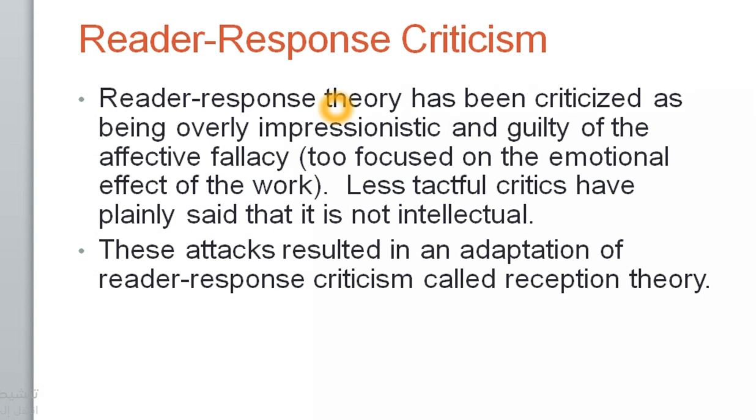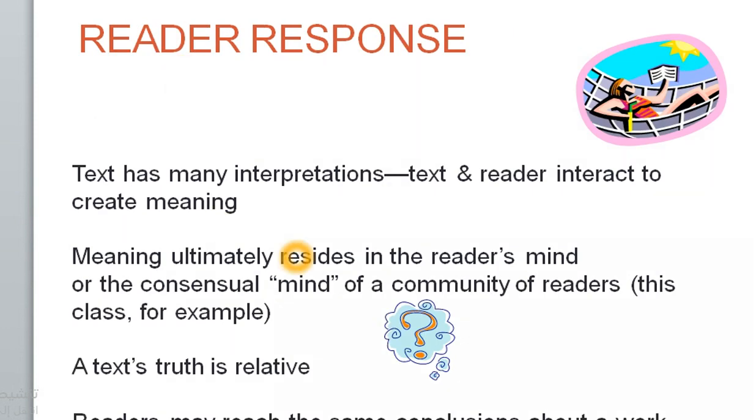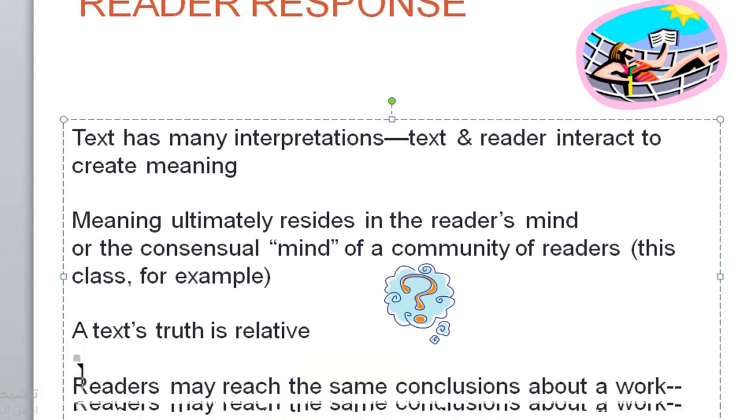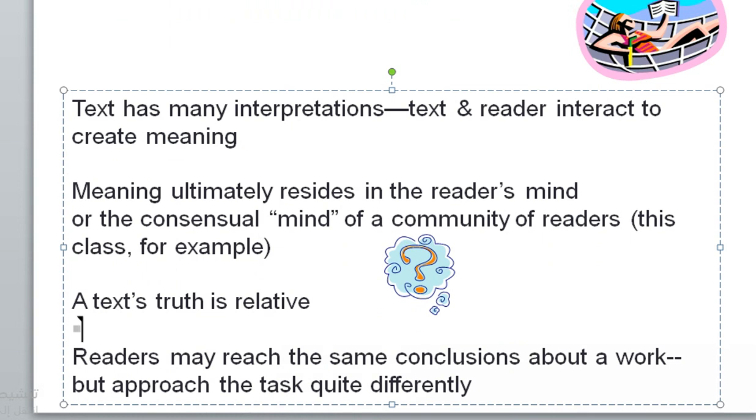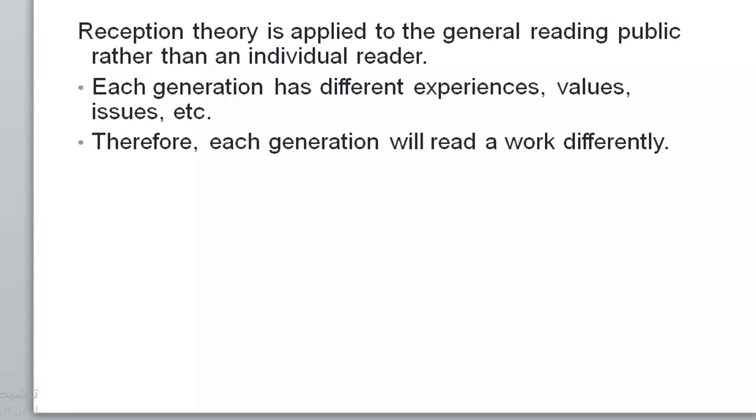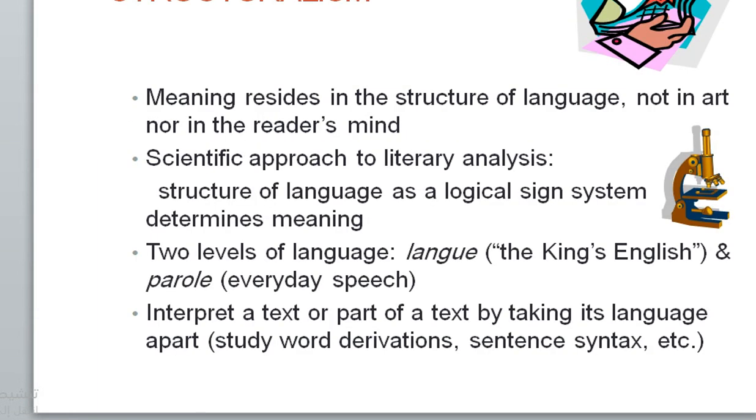life. Reader response also can be about what? About impressionistic. What's your impression? Fine. Reader response also has interpretation. Text and reader interact to create meaning, and also a text's truth is relative. It should be about the truth. That's the point. Here, readers may reach the same conclusion about a work, but approach the task quite differently. So at the end, most readers can reach what the author looked for. Reception of the theory. Okay, let's move to another one.